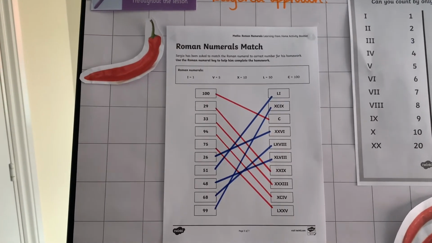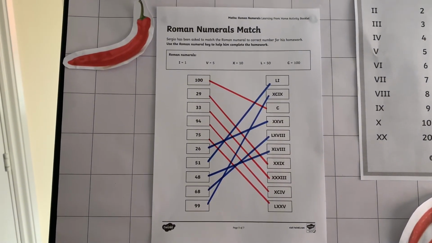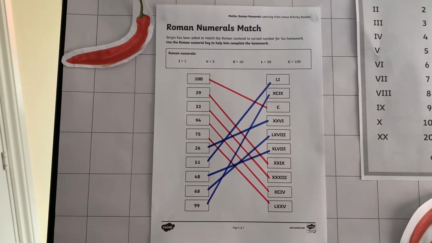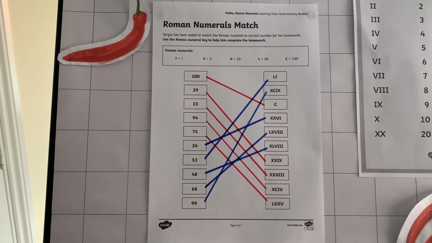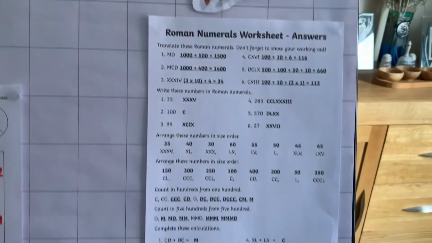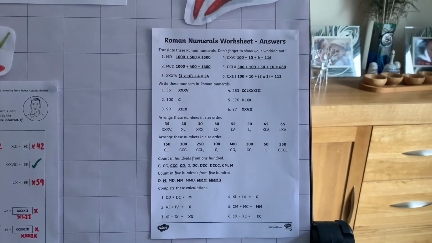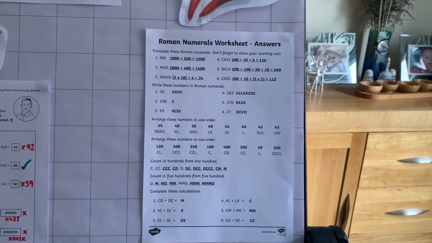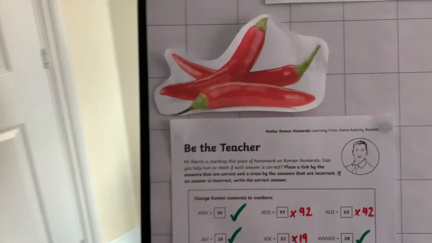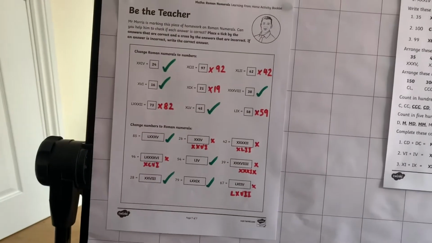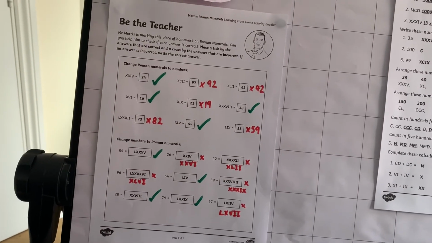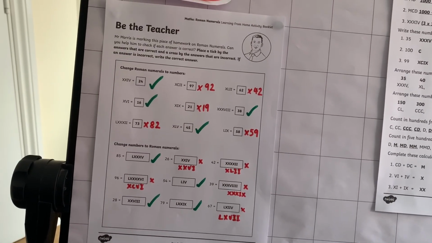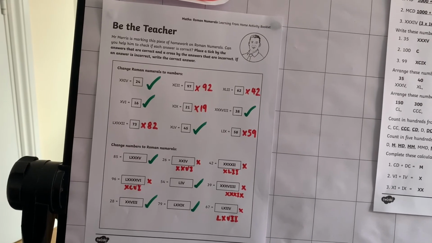Here's the answer to Chile 1 with the Roman numerals match. Pause the video and you can mark your work. Then here's the answers to Chile 2. Pause the video and then you can mark your work. And here are the answers to be the teacher for the Chile 3 task. You can pause the video and mark your work, and if you wrote the correct answer next to it, you can check those as well.